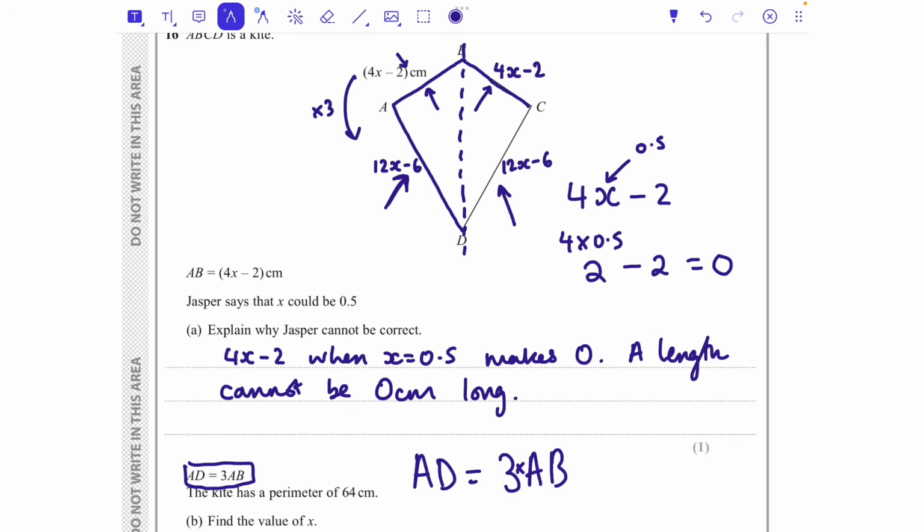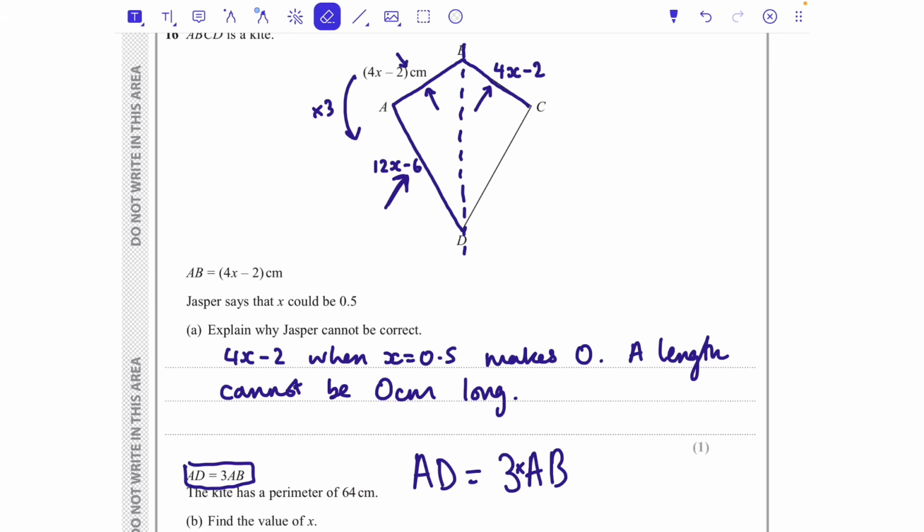Now it says that the kite has a perimeter of 64, so what I need to do is add all of those lengths together. So let's just get this out of the way so I've got somewhere to write. 12x minus 6. So adding all of that together, I would need to do 4x minus 2, add another 4x minus 2, add 12x minus 6, add 12x minus 6. Now all together, what would that add up to make?